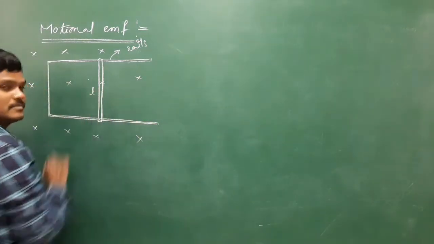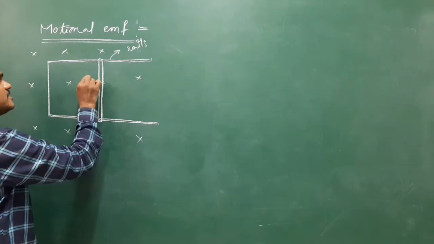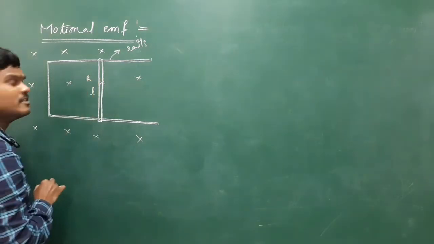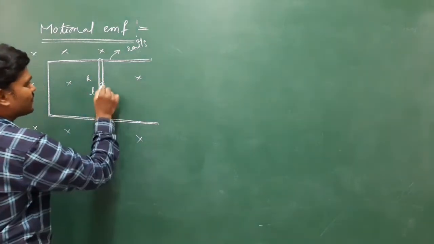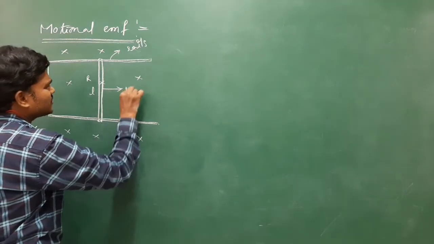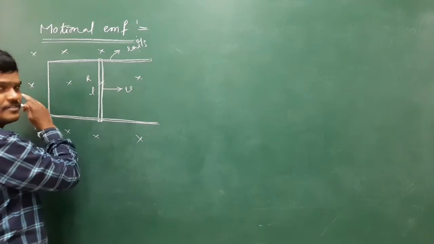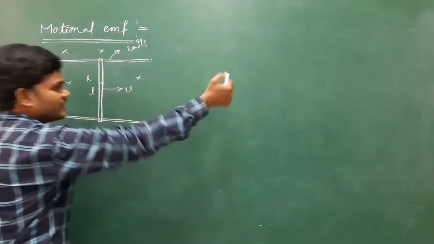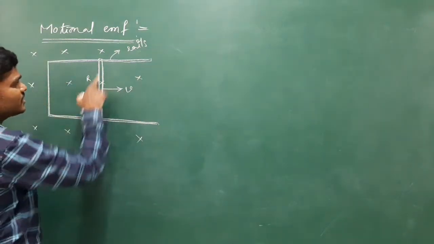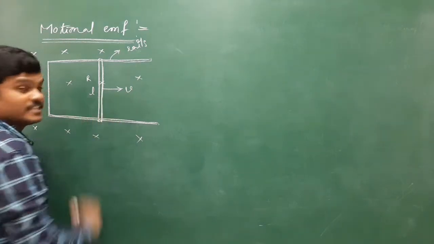Here, a thin rod of length L, resistance R, sometimes they will give mass. And here, if this rod moves with some speed V, maybe right side or left side, in NCERT they have given left, so that's not a problem. Now I'm taking right side. So this is the conductor which is moving with a speed V.